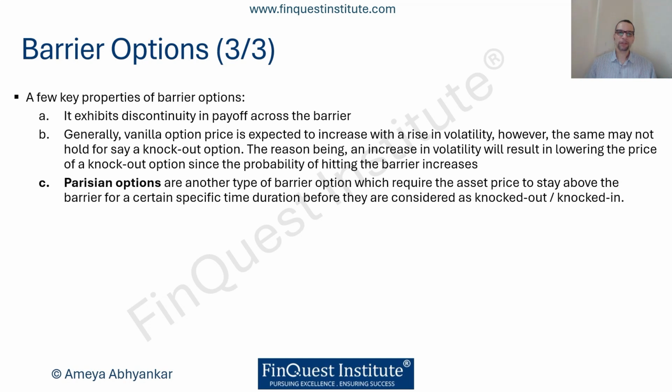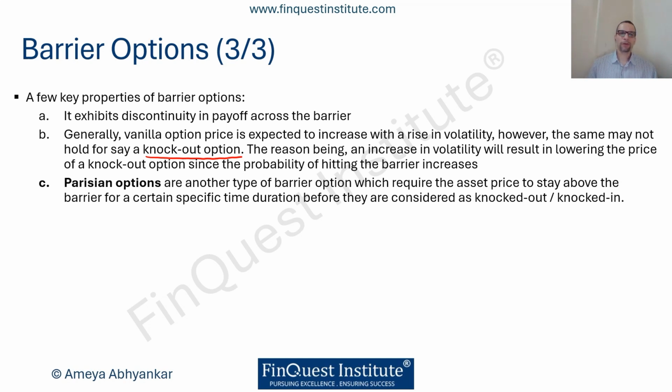Typically, for example, let's say a knockout option. With the increase in volatility, the option price can also become very, very volatile, and there's an increased probability that the barrier condition might be hit. And if the barrier level is hit, then the option can be knocked out as well.